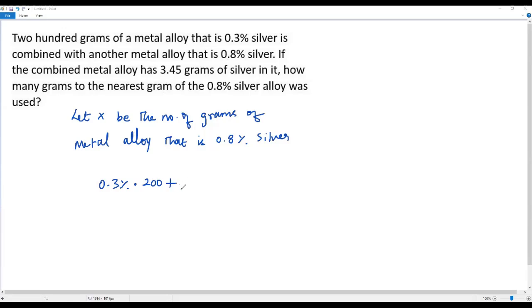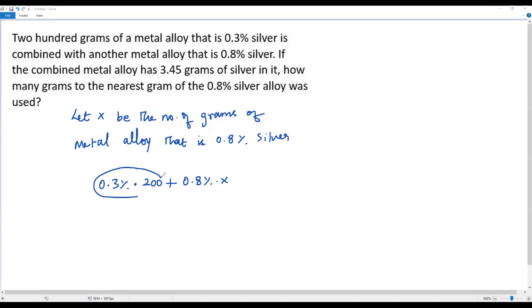Now let us find the amount of silver in the second metal alloy that is 0.8% silver. Already we have assumed x as the weight, or the number of grams, of the second metal alloy. So in these x grams of the second metal alloy, what's the amount of silver? We have to multiply the weight of the second metal alloy, x grams, by 0.8 percent. So 0.8 percent times x gives the amount of silver in the second metal alloy whose weight is assumed as x grams.